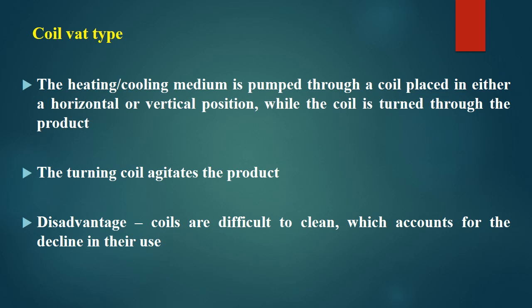This is the third variety of batch pasteurizer, the coil vat type. The heating or cooling medium is pumped through a coil placed in either a horizontal or vertical position, while the coil is turned through the product. The turning coil agitates the product, and in this case the disadvantage is that the coil cannot be cleaned, so naturally there are certain other issues. In this case, there is a coil inside the container or vat. Through this coil, either hot water or cold water is passed, and the milk is around this coil. Through this coil the milk gets heated, or when we want to cool, it gets cooled with the cold water.